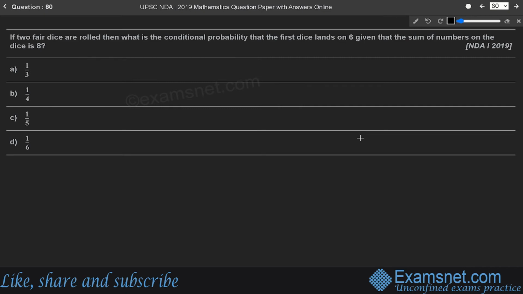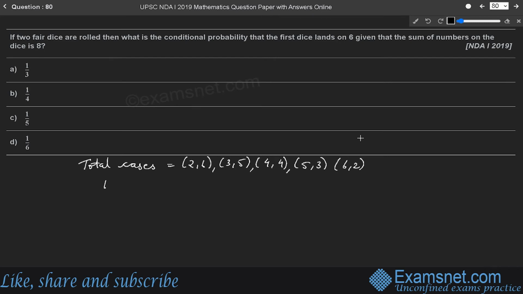Next question is, if two fair dice are rolled, then what is the conditional probability that the first dice lands on the 6 given that the sum of the numbers on the dice is 8? See, this is a question from probability and there is a concept of conditional probability. So first, let us see how many total cases there are. So total cases according to the question are (2,6), (3,5), (4,4), (5,3) and (6,2). These are the total cases.